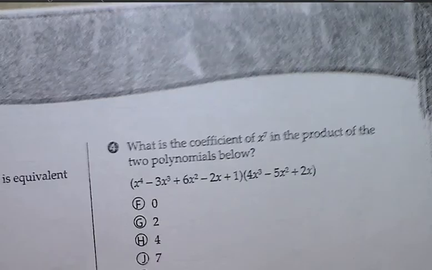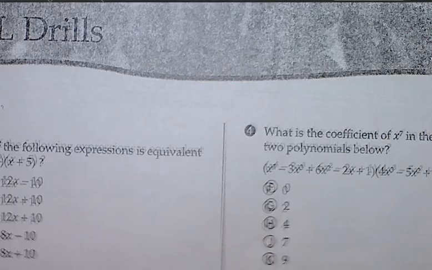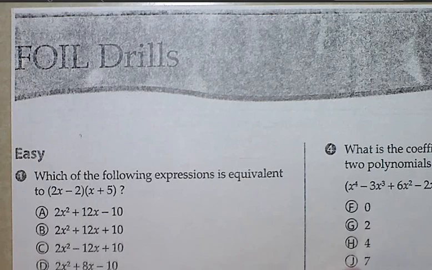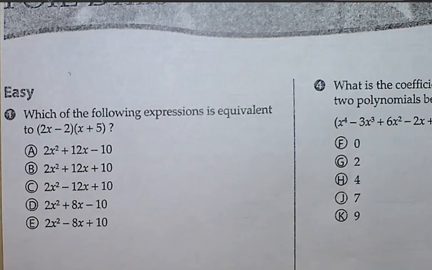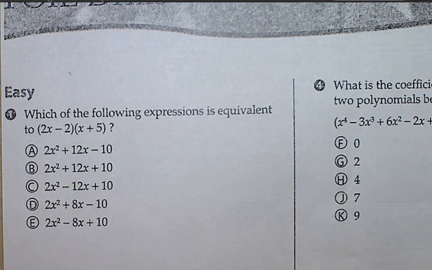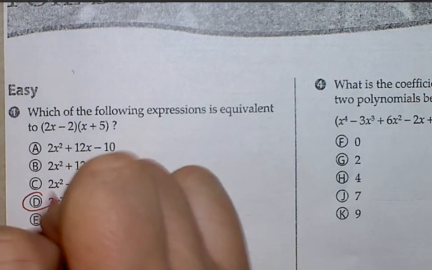So most students feel pretty confident with the first two examples, and I have no problem going over those if you'd like me to. Number 1, after you FOIL it, you should come up with an answer of D. Does anybody want me to go over this one?